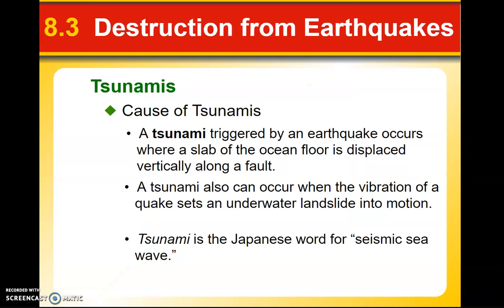Another threat comes from tsunamis. Again, here in the Midwest, we're not familiar with this, but if you live anywhere around the Pacific Ocean, this is something that you probably hear a lot about. A tsunami is just triggered by an earthquake occurring when a slab of the ocean floor is displaced vertically along a fault line. So essentially it's an earthquake at the bottom of the ocean. Tsunamis can also occur when the vibration of the earthquake sets an underwater landslide into motion. And tsunami is just the Japanese word for seismic sea wave.